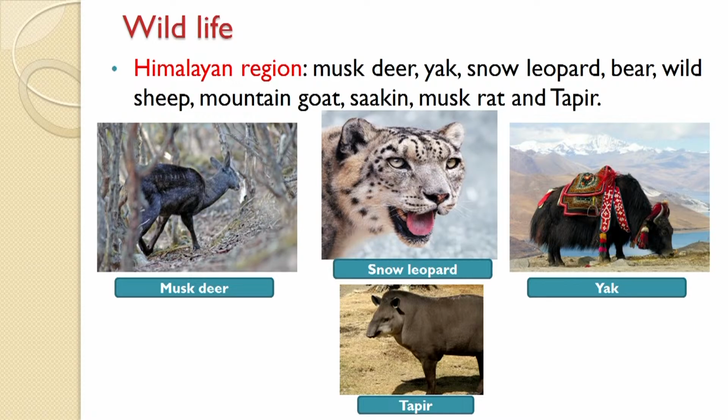When we talk about the wildlife of the Himalayan region, we can see there the musk deer, yak, snow leopard as well as wild sheep, mountain goat, musk rat as well as tapir. These are unique animals that are found in this region only. So if we go for encroaching the Himalayan region, we can say that with time these animals will get extinct. So we must take care of our Himalayan region.